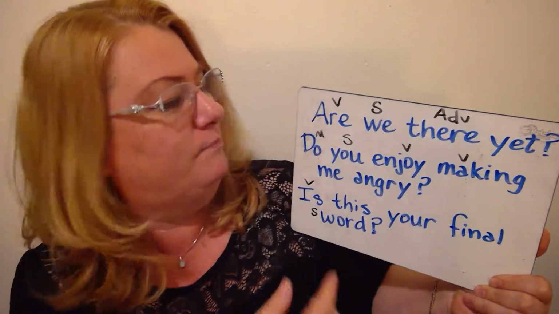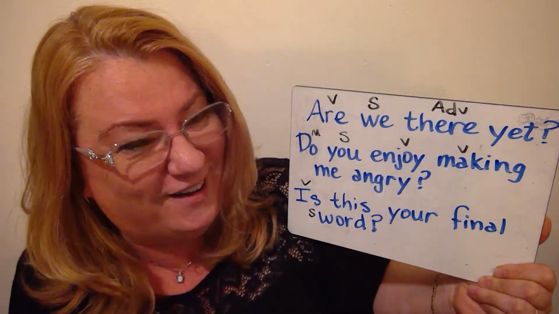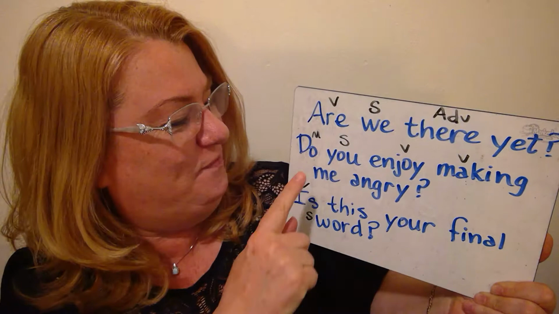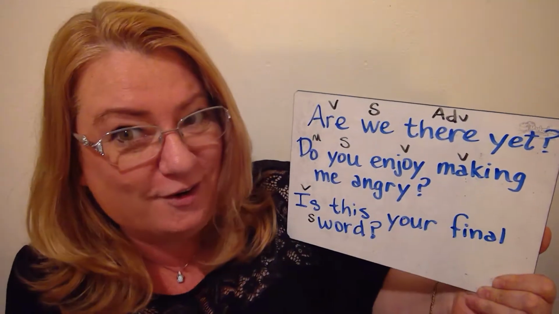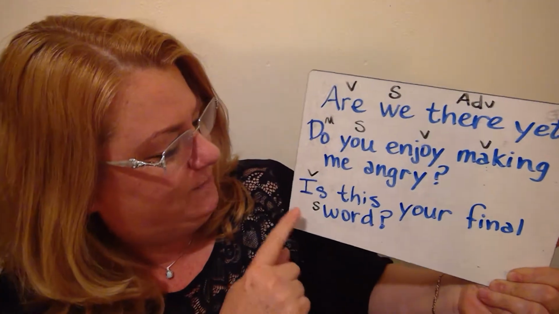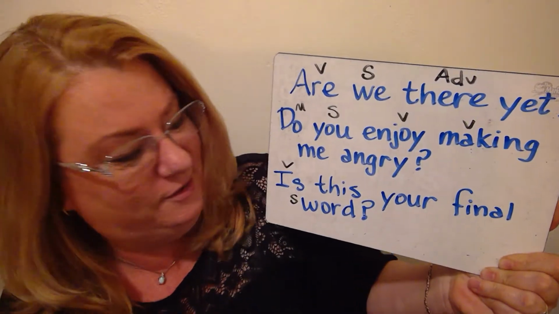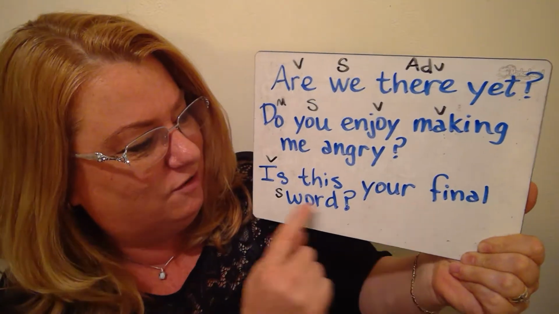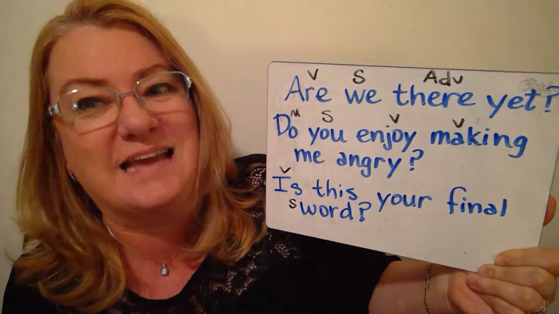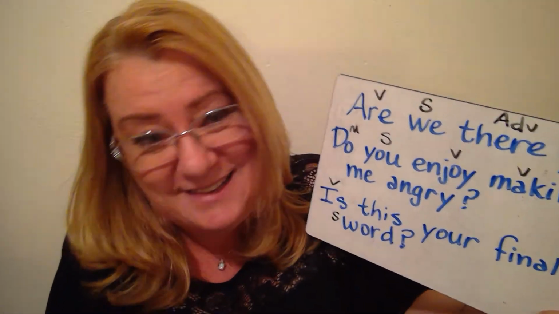Okay, it's an inversion. Do you enjoy making me angry? Now, there is a modal, the subject, and then the verb. There it is. Okay, how about this one? Is this your final word? So here's your verb, but actually your subject's down here, your final word, because in answering, your final word is, and then whatever it is.